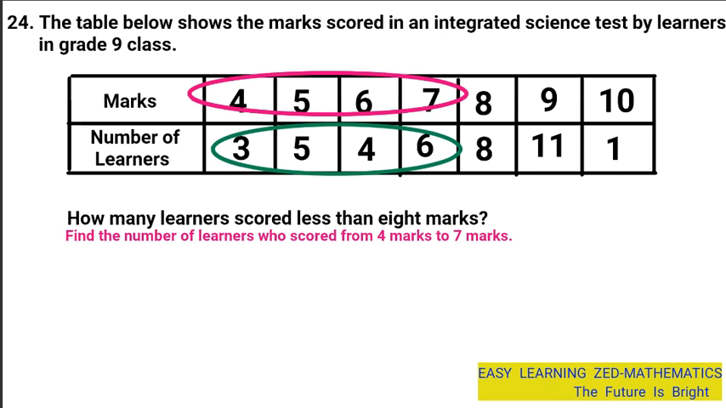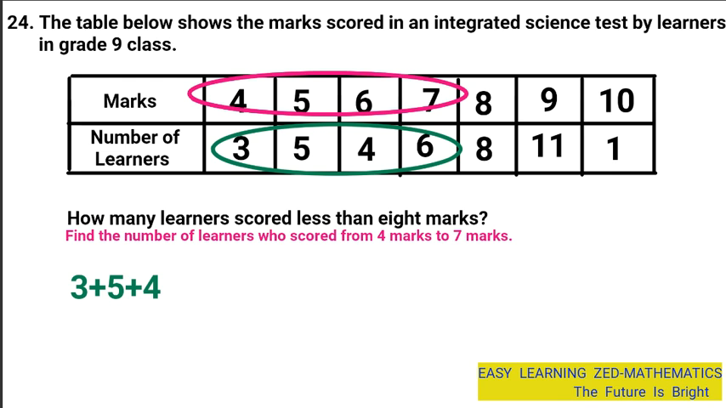So let's start with 4. How many learners scored 4 marks? We know that it's 3, the 3 down there in green. We're going to get numbers in green because that is the number of learners who scored a given mark. Then how many scored 5? We can see that it's 5. How many scored 6? We can see that there are 4. How many scored 7 marks? We can see that there are 6. So those are the numbers we're going to add.